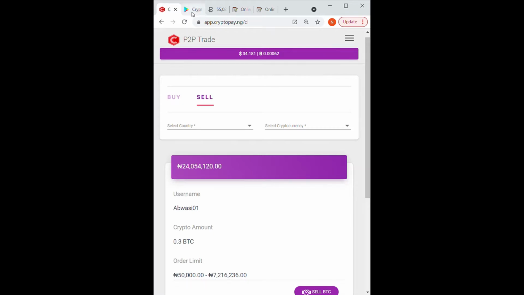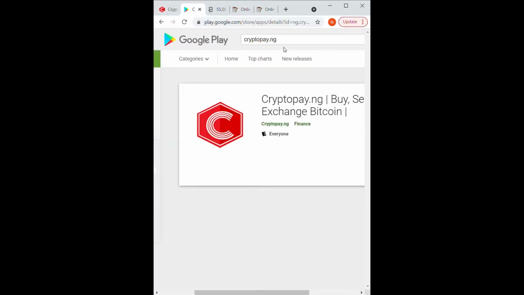First, if you don't have the app, you can just go to your store, you search for cryptopay.ng. This is the application logo, so you know you're on the right app. We'll go straight to it now.